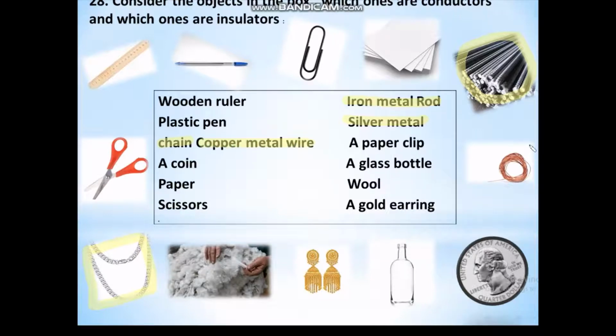Copper metal wire, that's a conductor, which is this one. A paper clip is also a conductor, this one. A coin is a conductor. A glass bottle, that's not a conductor. Paper, no. Wool, that's not a conductor. Scissors, yes. These are the scissors. A gold earring, that is a conductor down here.